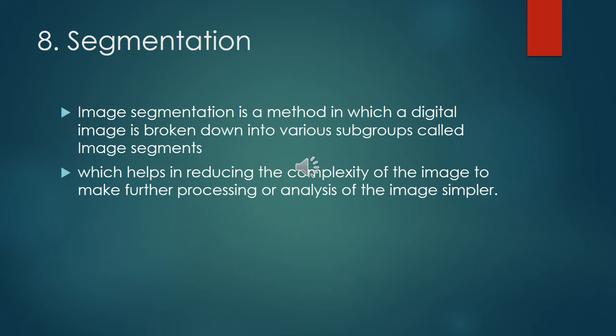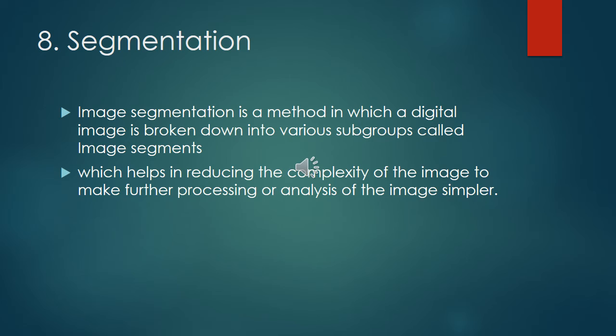The next step is image segmentation. Image segmentation is a method in which a digital image is broken into various subgroups called image segments, which helps in reducing complexity of the image to make further processing or analysis of the image simpler. Segmentation in easy words is assigning labels to pixels. All picture elements or pixels belonging to the same category have a common label assigned to them.